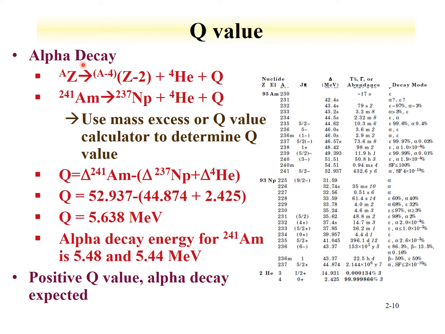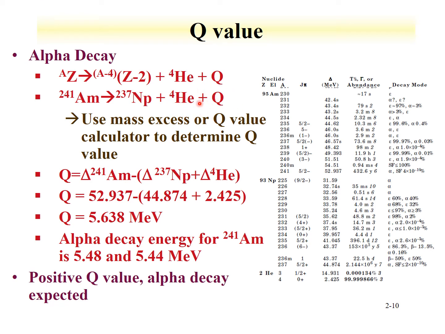We can do the Q value calculation for alpha decay, and this is shown here, where I have an isotope, it decays, it emits a helium nucleus, which is shown here. The daughter loses 2 neutrons and 2 protons, so the A is reduced by 4. The proton number is reduced by 2. So let's consider the alpha decay of americium-241. It goes to neptunium-237 and the alpha particle.